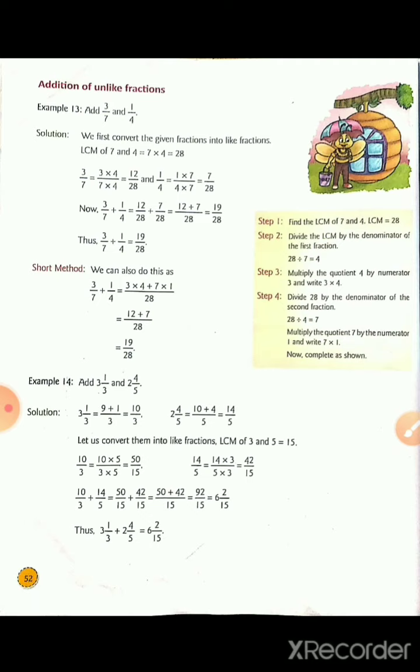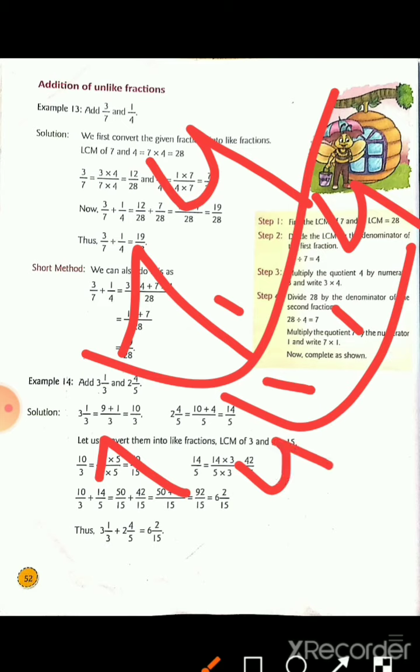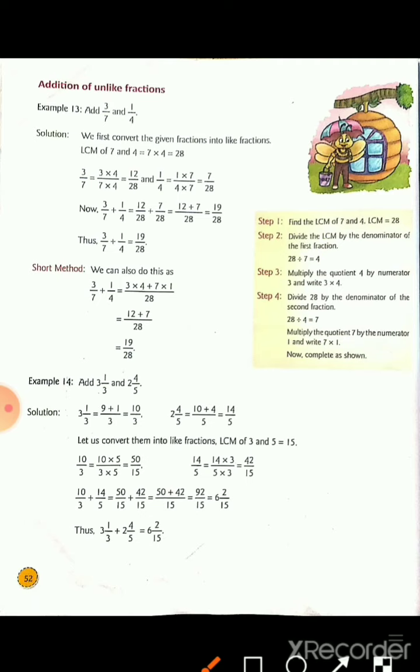First we have to find the LCM of the denominators. Here the denominators are 7 and 4. To find the LCM: 7 1s are 7 because there are no common multiples here, and 4 remains the same. Then we take 4 and continue until we get 1 in the last. So 7 into 4 is 28. So the LCM becomes 28.